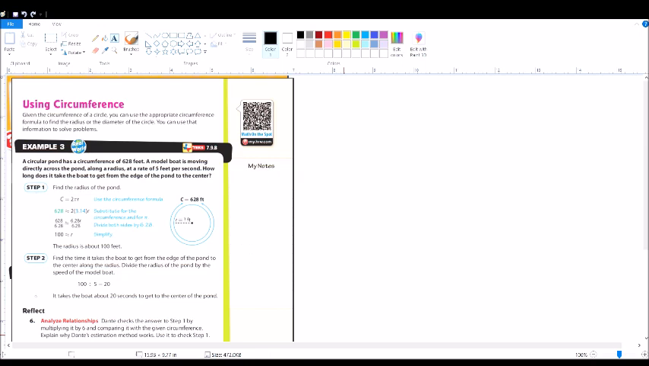Okay, students, now we look at what we can do if we are given the circumference and nothing else. So, given the circumference of the circle, you can use the appropriate circumference formula to find the radius or the diameter of the circle. You can use that information then to solve problems.